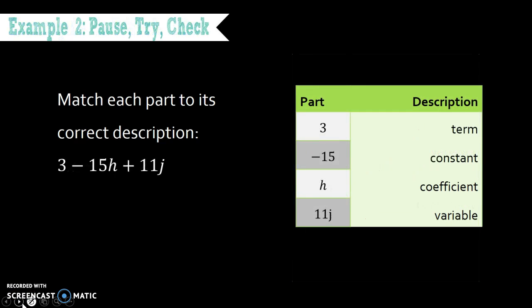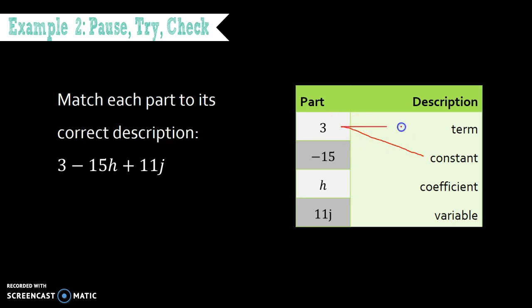Now you try. Go ahead and pause, try, and then we'll check it together. Let's match each of these parts to its correct description. 3 minus 15h plus 11j. So the 3 does not have a variable attached to it. That makes it a constant.